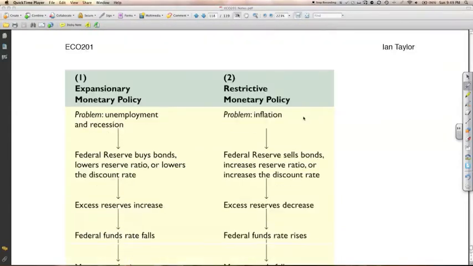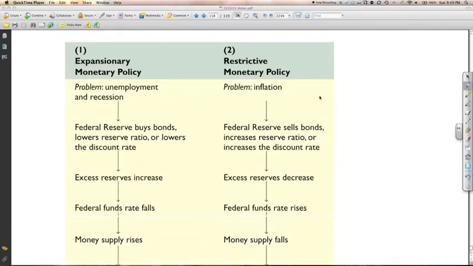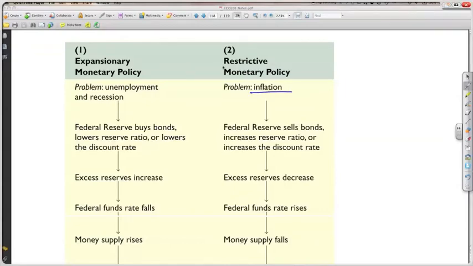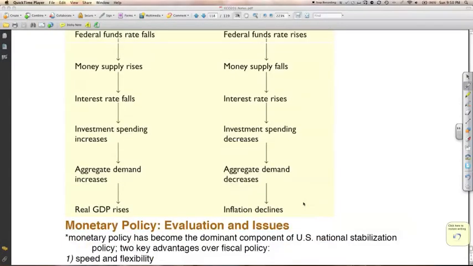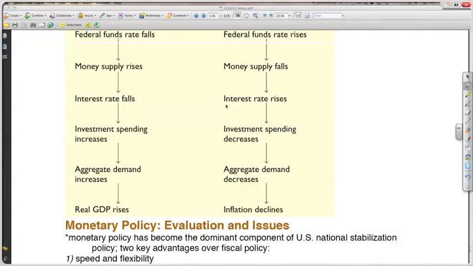If we have an aggregate demand curve that's too high, we have inflation. So our problem here is inflation. So we want to use restrictive monetary policy. The Fed sells bonds, increases the reserve ratio, or increases the discount rate. The idea is to decrease these excess reserves, which decreases loaning. You decrease loaning, money supply is going to fall. When the money supply falls, then the interest rate will rise. When our interest rate rises, investment will go down. Thus, aggregate demand goes down and takes away our inflation.